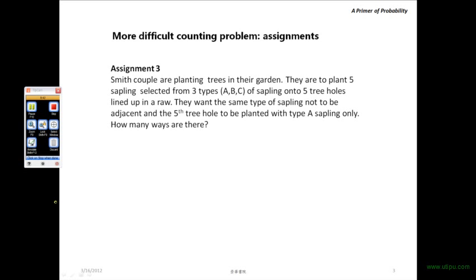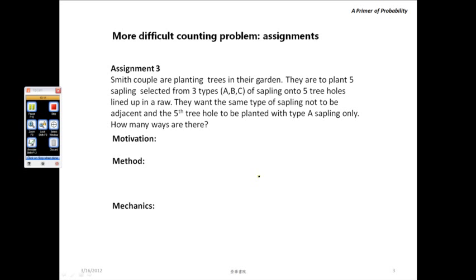Smith's couple are planting trees in their garden. They are to plant 5 saplings selected from 3 types A, B, C onto 5 tree holes lined up in a row. They want the same type of saplings not to be adjacent, and the 5th tree hole to be planted with type A saplings only. How many ways are there?